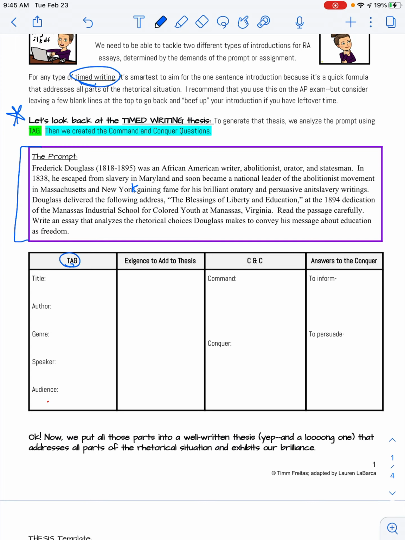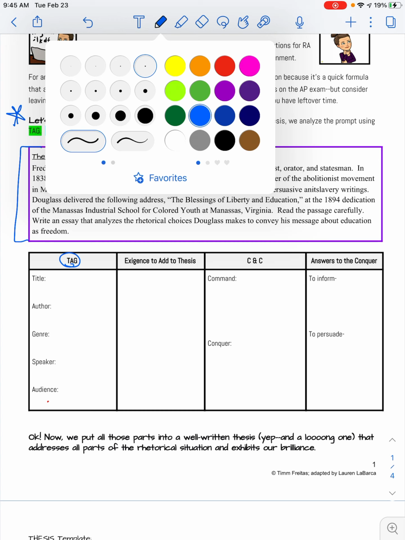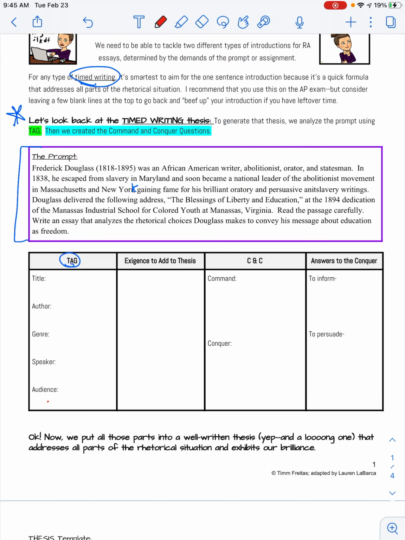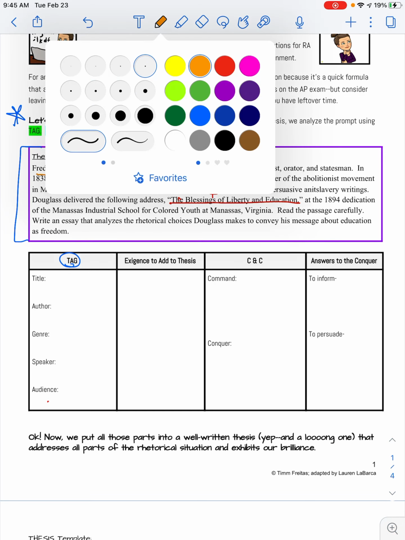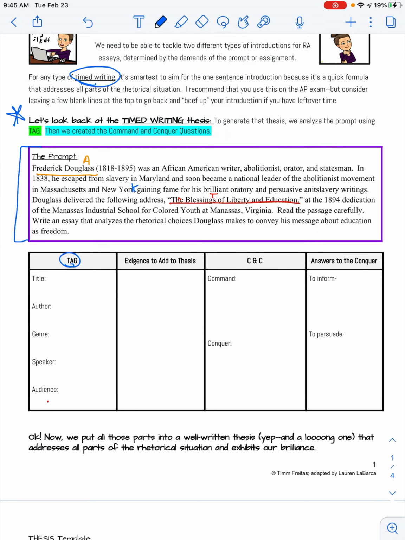So the first thing that we use is a tag. If you remember, what I always want you to find is the title, the author, and the genre. So right away here, I'm going to identify. Here's my title. I'm looking for my author. Of course, we're very familiar with him at this point in time. And then our genre. Sometimes you have to make a little bit of an inference here. We've talked about this a lot, so it's no problem for us. We have the address, the following address, which we know is a speech. So we have our tag.